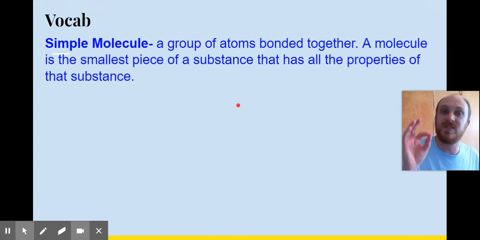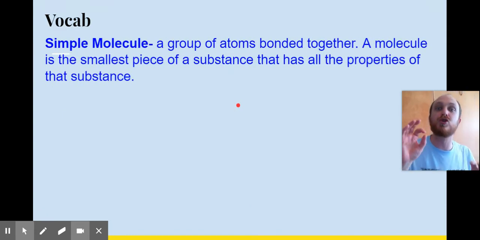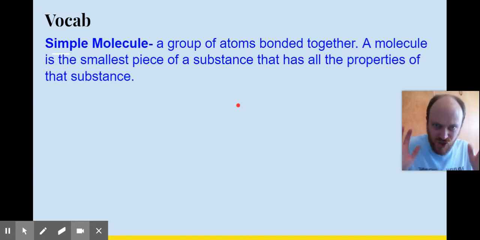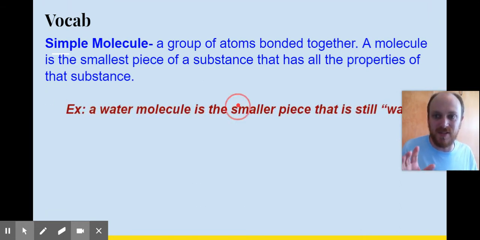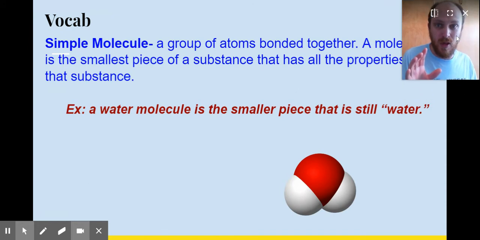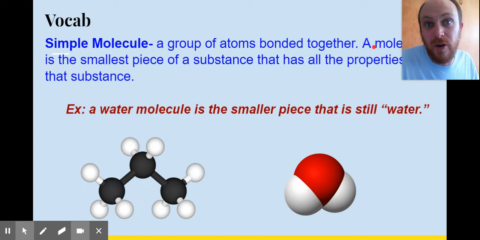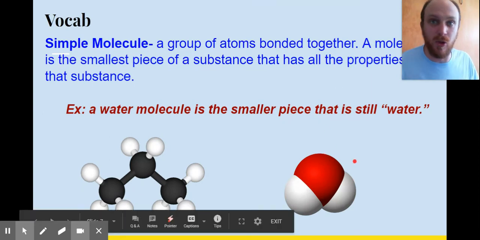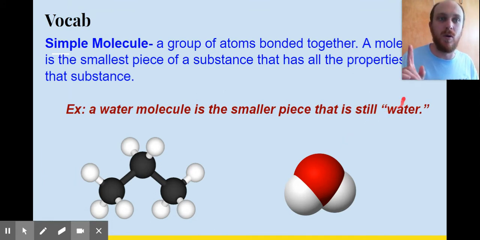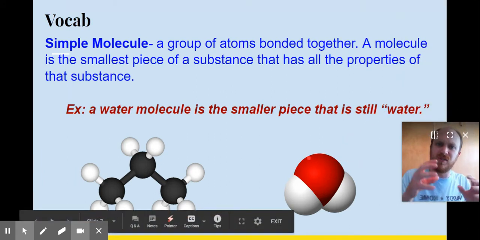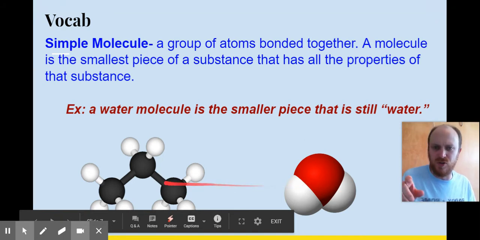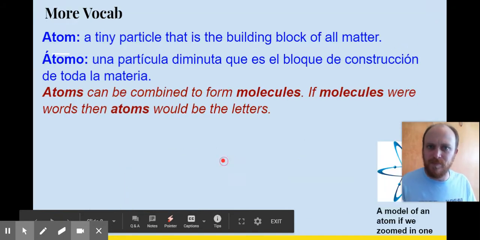Okay, so today we're talking about simple molecules. Those are smallish groups of atoms bonded together. And a molecule just generally is the smallest piece of a substance that has all the properties of that substance. For example, water molecules are the smallest piece of water that you could still call water. If you took this water molecule and broke it down any smaller, you don't have water anymore. You have different things. Okay, so we're looking at simple molecules, relatively small groups of particles like this. You can count them: 1, 2, 3, 1, 2, 3, 4, 5, 6, 7, 8, 9, 10, 11.